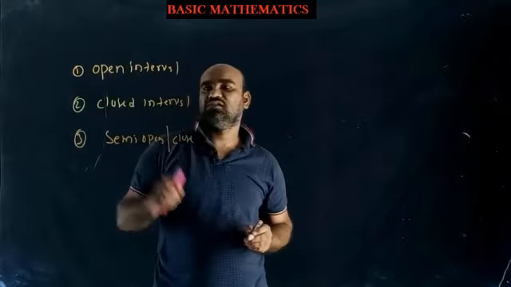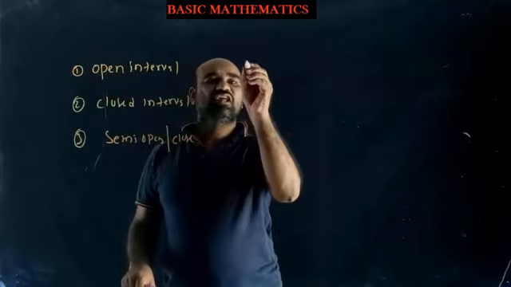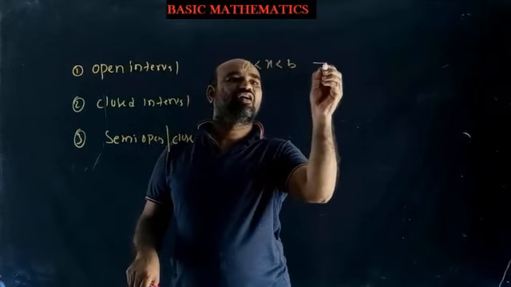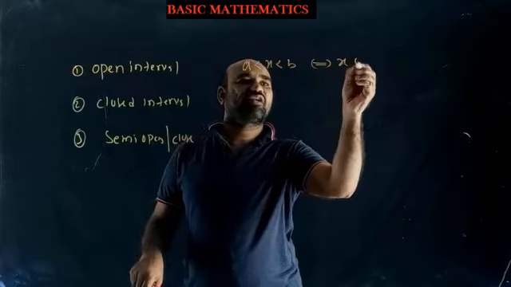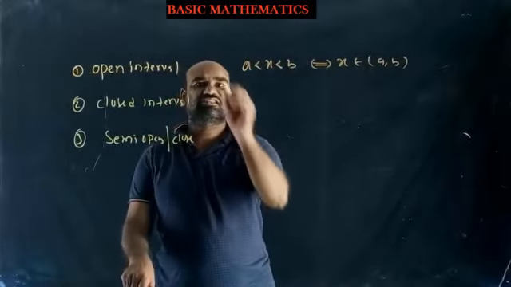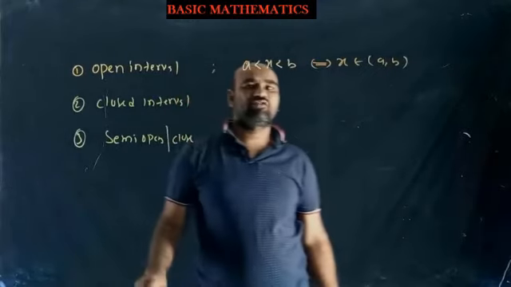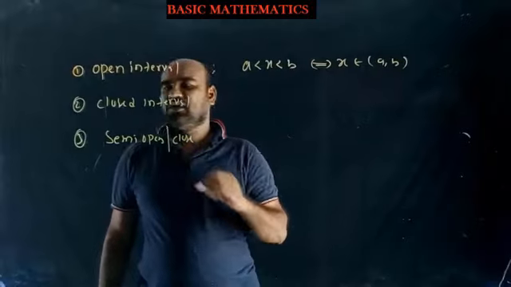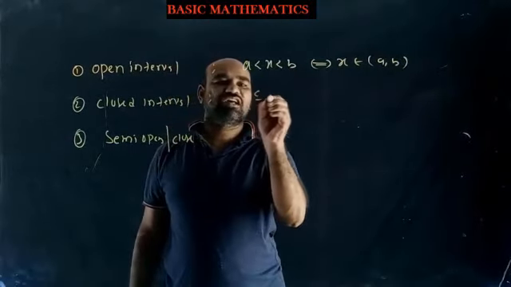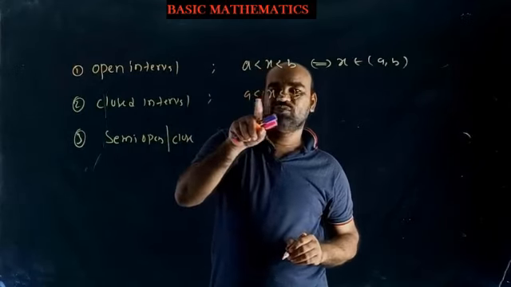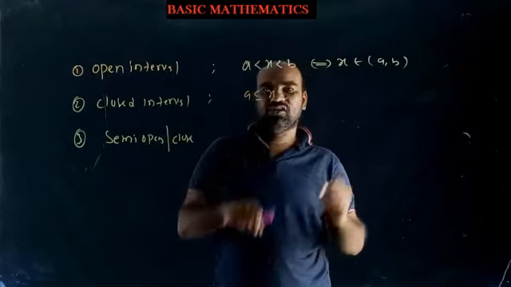Okay, open interval. A less than x less than b, or you can write x belongs to open interval a comma b. Both are the same. It means x is a real number that lies between a to b, not equal to a, not equal to b. Closed interval. A less than or equal to x less than or equal to b. Means x is a real number that lies between a to b, including a and including b.